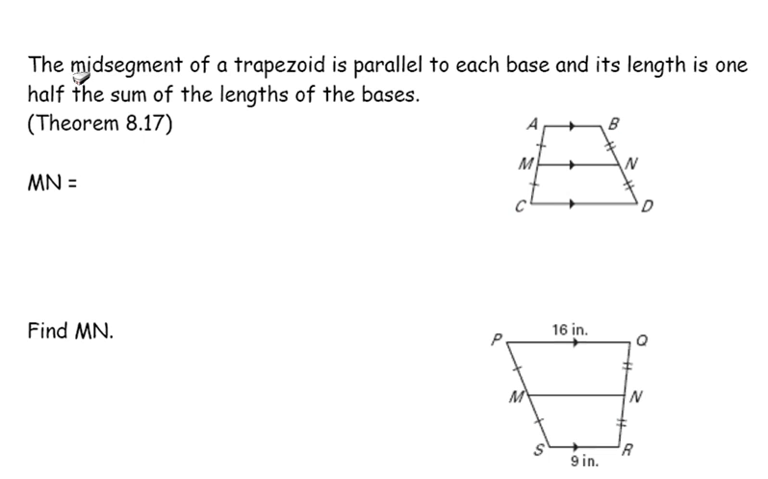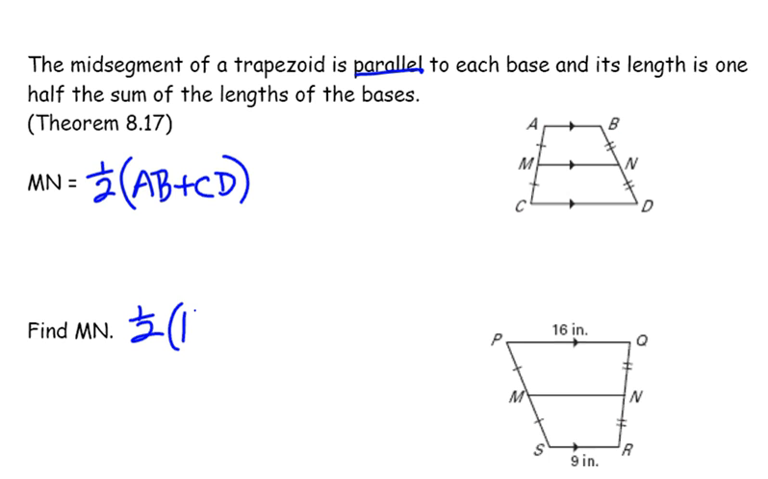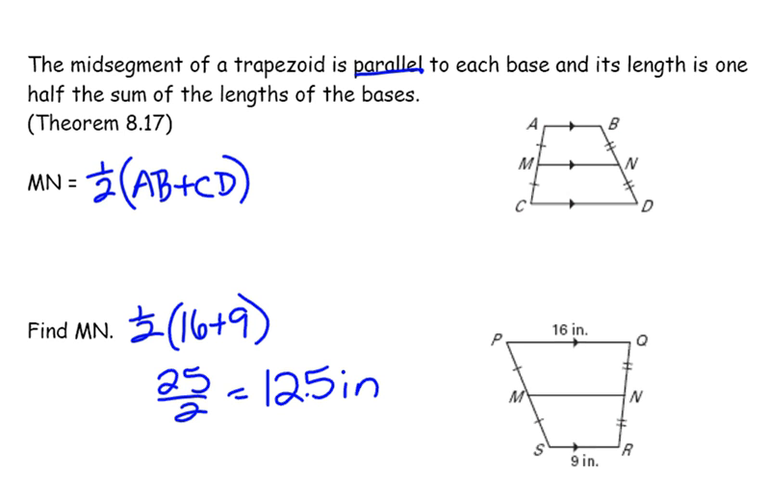As we said earlier, when we were talking about the definition of the midsegment of a trapezoid, it was parallel to each base, and its length is 1/2 the sum of the lengths of the bases, or the average of the two bases. So MN here is a midsegment because it connects the midpoint of this side to the midpoint of this side. We know those are the midpoints because they cut it into two congruent pieces. So MN would equal 1/2 of AB plus CD. If we need to find MN, it would be 1/2 of 16 plus 9. That would give me 25 halves, also known as 12.5 inches. Pretty straightforward.